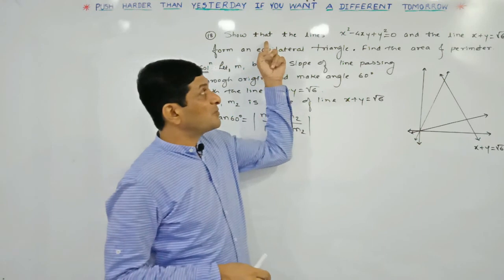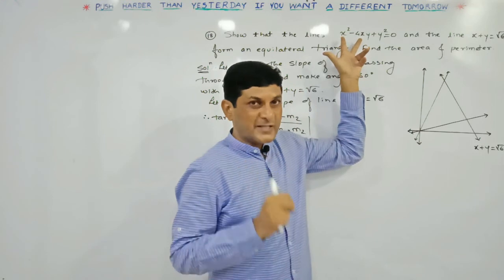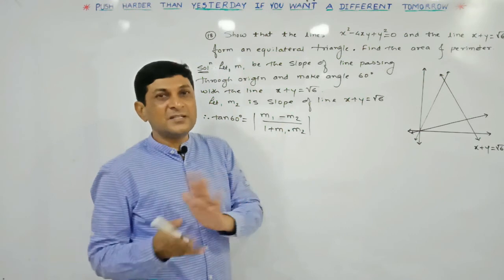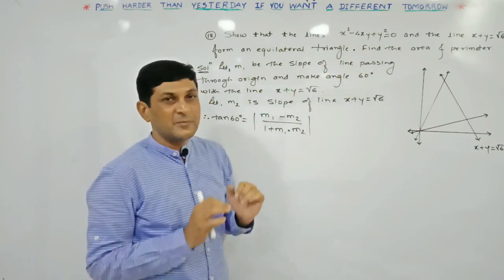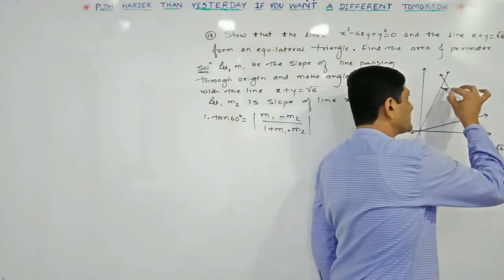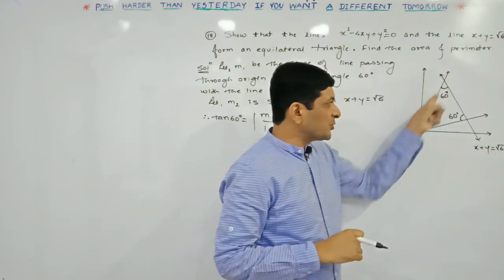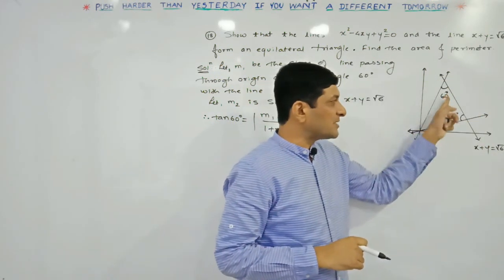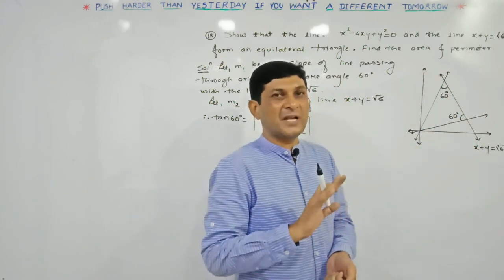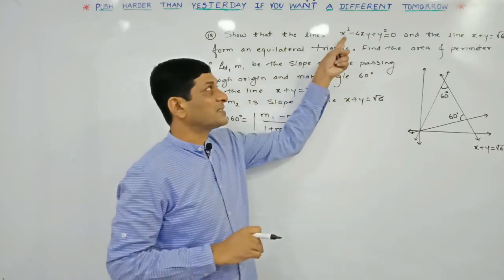In this case also we have to show that the lines represented by this homogeneous equation represent two lines passing through the origin, and this third line forms an equilateral triangle. And in the second part we have to find out the area and the perimeter of the triangle. So here also we will suppose that this angle will be equal to 60 degree. Means we are supposing that the line passing through the origin makes an angle of 60 degree with this line. In short, this triangle is an equilateral triangle.